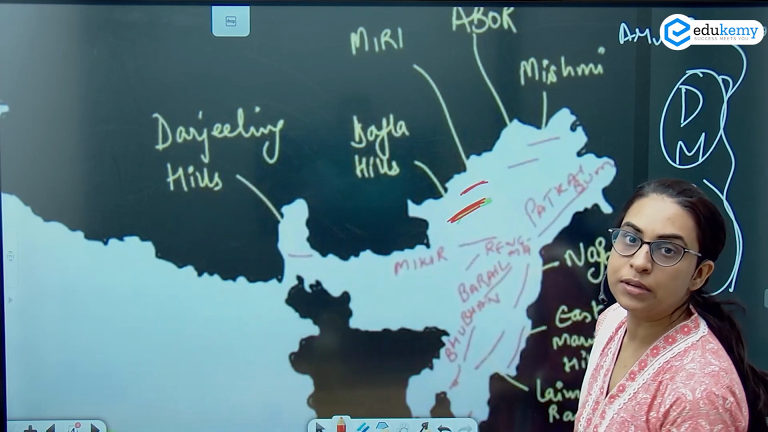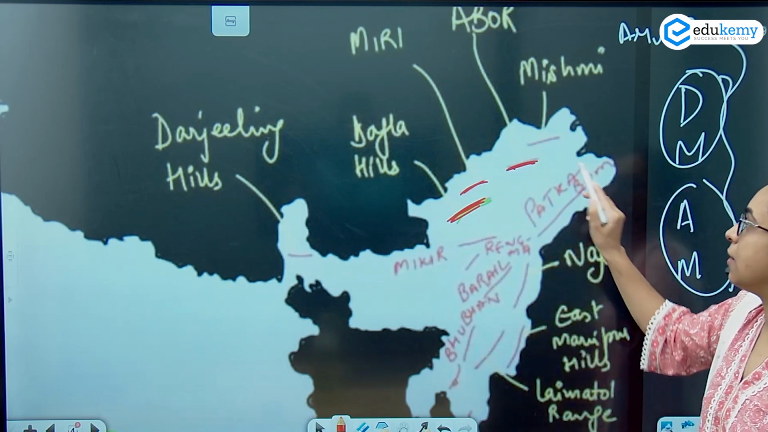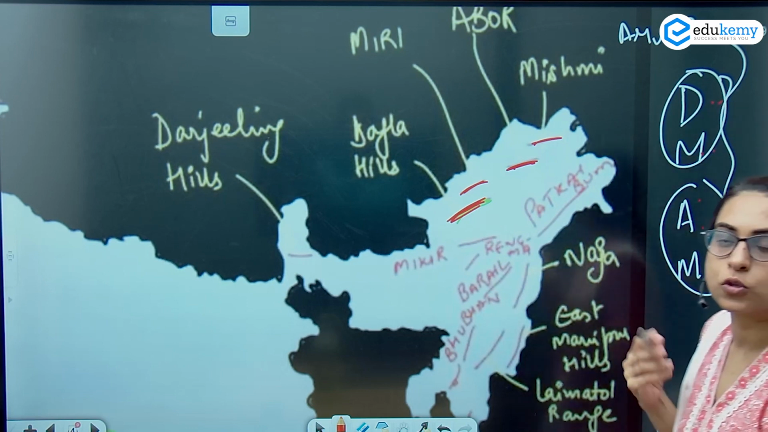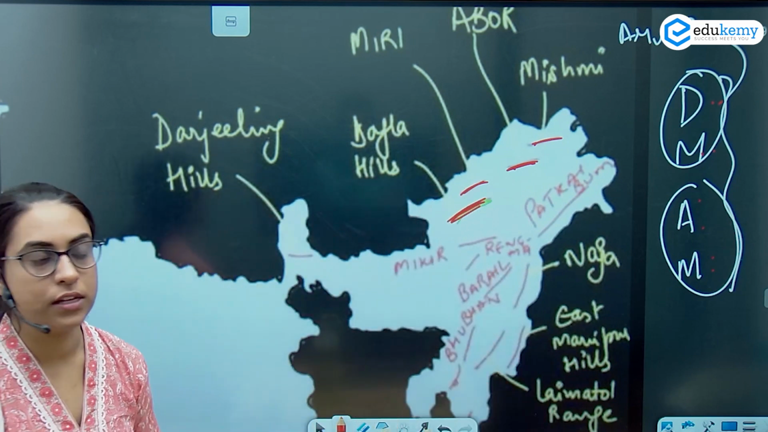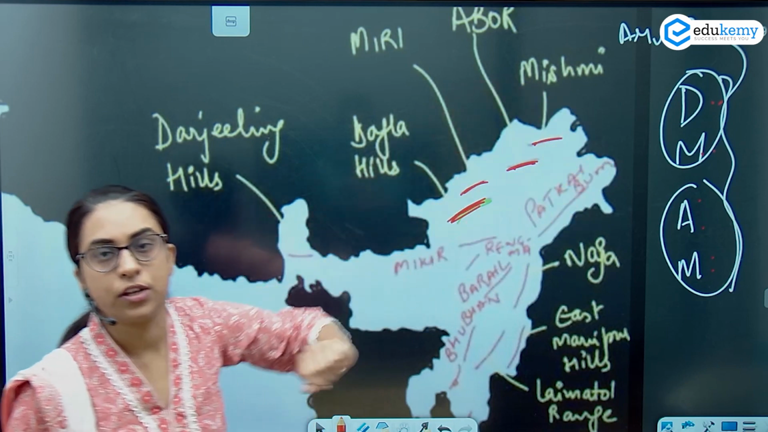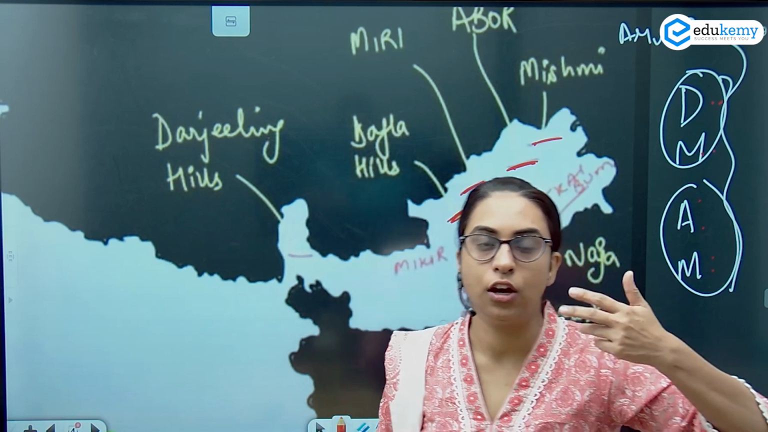M is the Miri Hills, A is the Abhor Hills, M is the Mishmi Hills. So DMAM. If you want to become a DM, you have to rise on AM. So Dafla Hills, Miri Hills, Abhor Hills, Mishmi Hills. Where are these? These are all in Arunachal Pradesh.